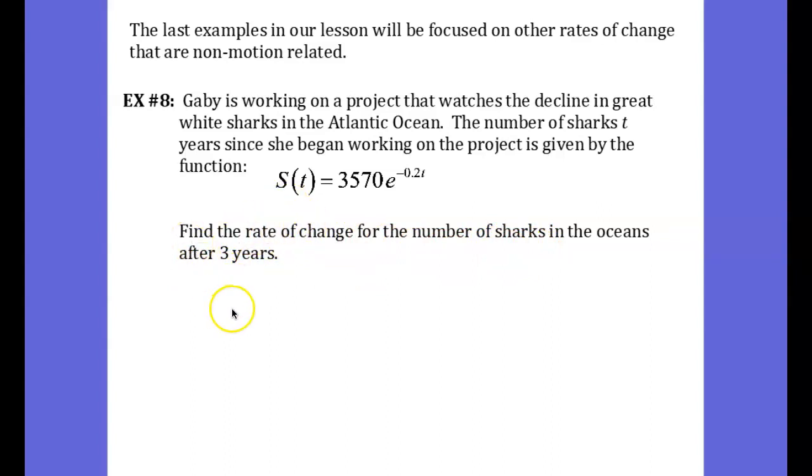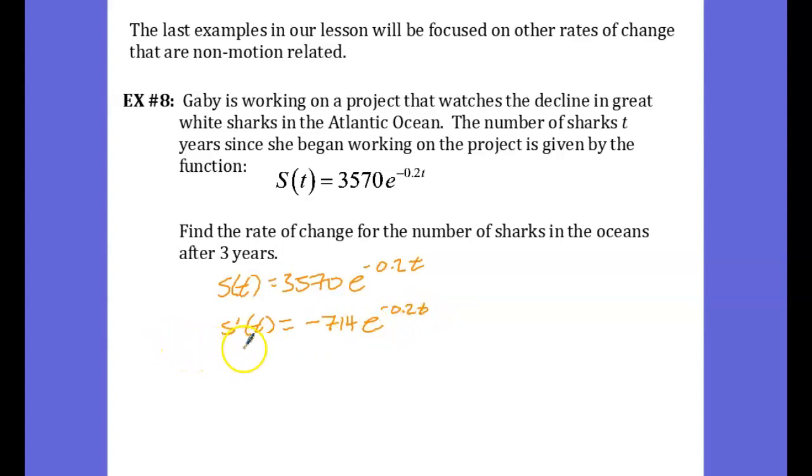Well, rate of change means find the derivative. So we have S of t equals 3,570 e to the negative 0.2 t. So S prime of t is going to be, if we multiply negative 0.2 times 3,570, we get negative 714 e to the negative 0.2 t.